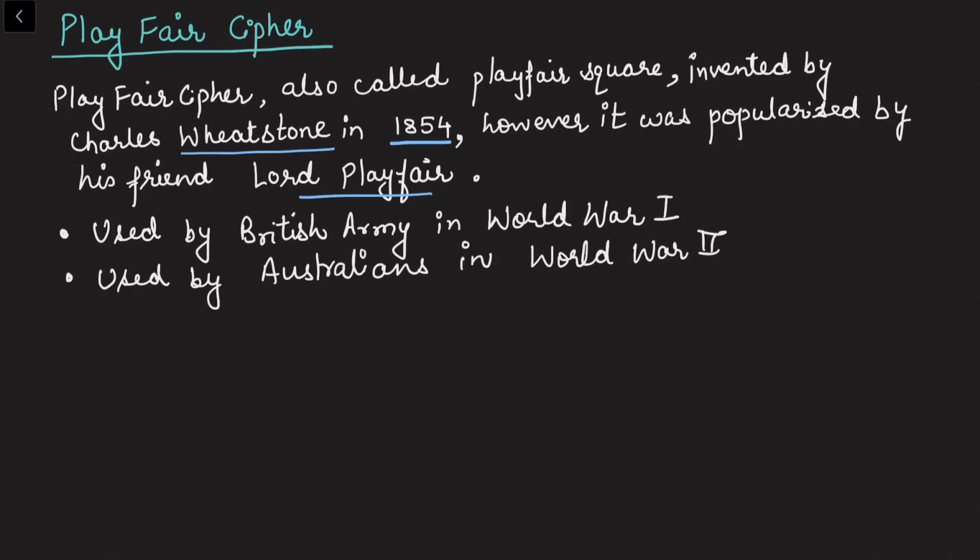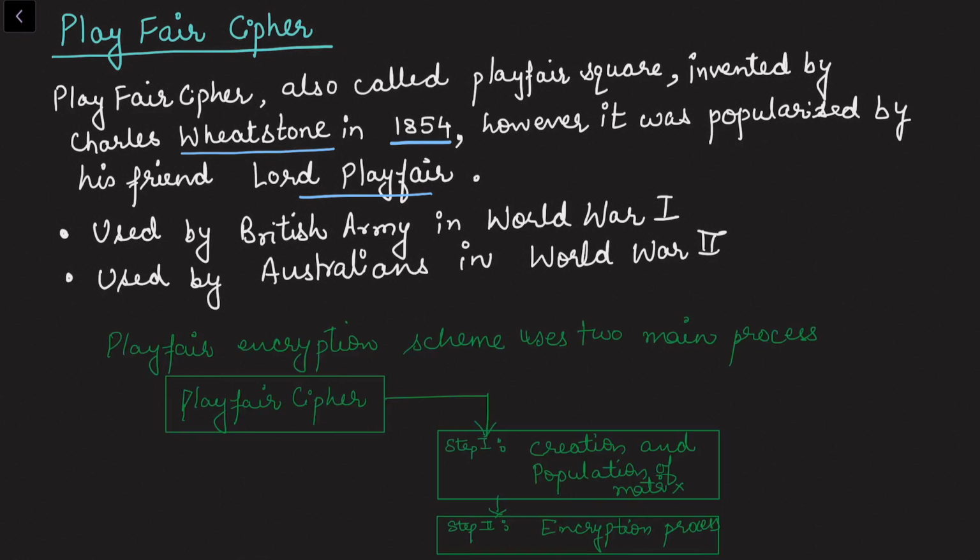It was used by the British Army in World War I and by the Australians in World War II. Now let's understand the basic scheme of the Playfair cipher, followed by an example. It follows a two-stage process. In step 1, we create and populate the matrix, and in step 2 we follow the encryption process. To explain this, let me consider an example.